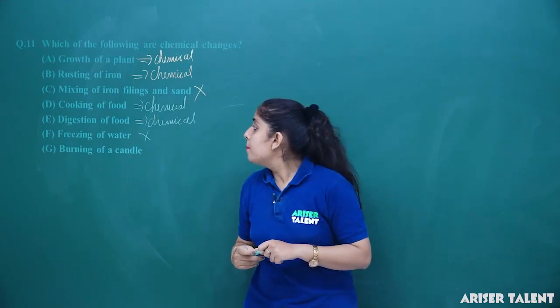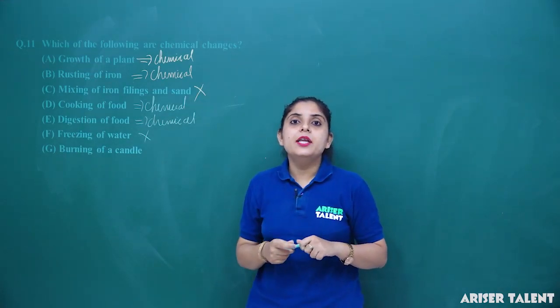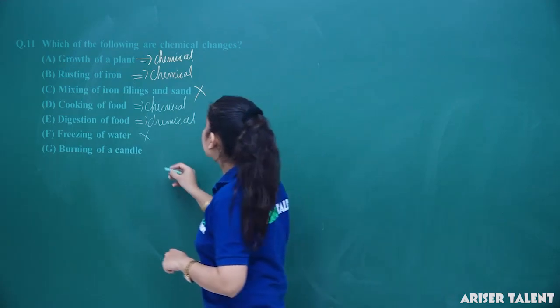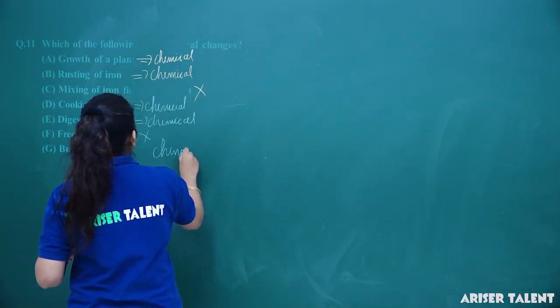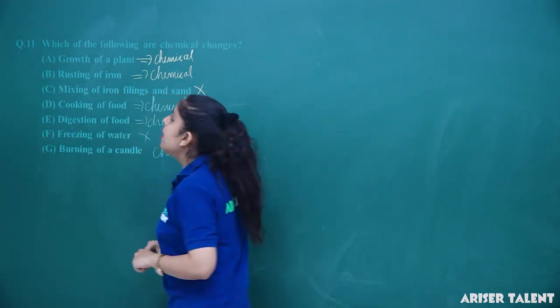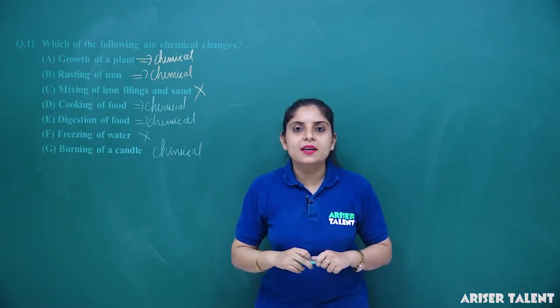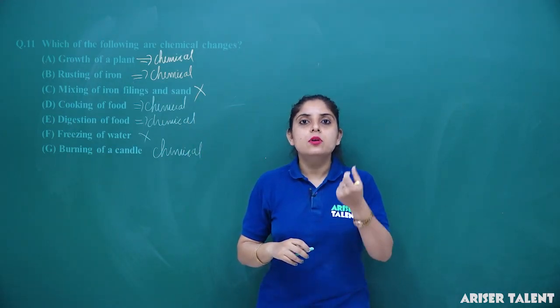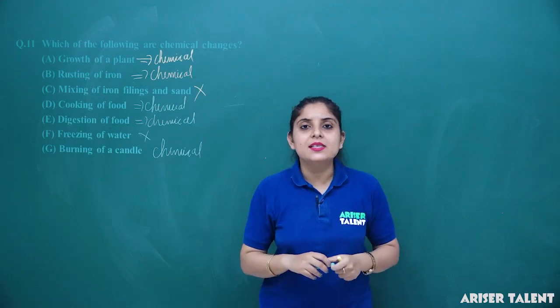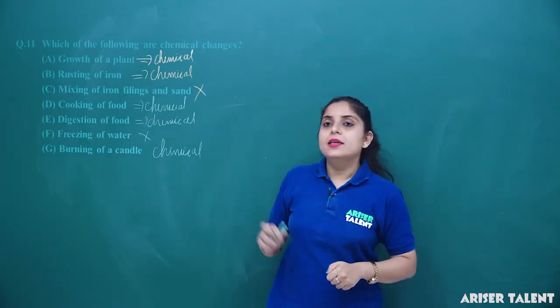Clear? Burning of candle. The burning of candle is a type of chemical change. Why is it so? Because when you burn the candle, the molten wax present there is going to melt and it is going to produce carbon particles at the wick. Clear? So it is a chemical change.